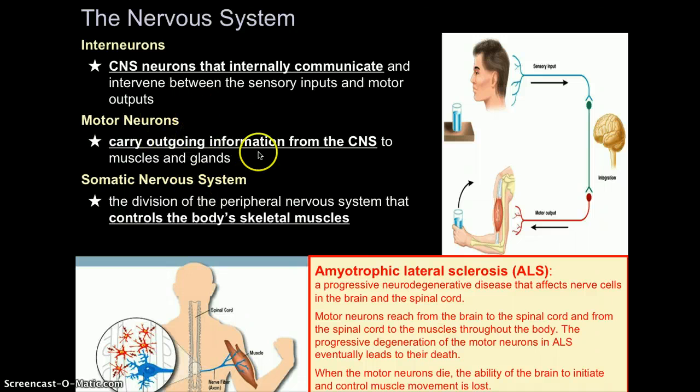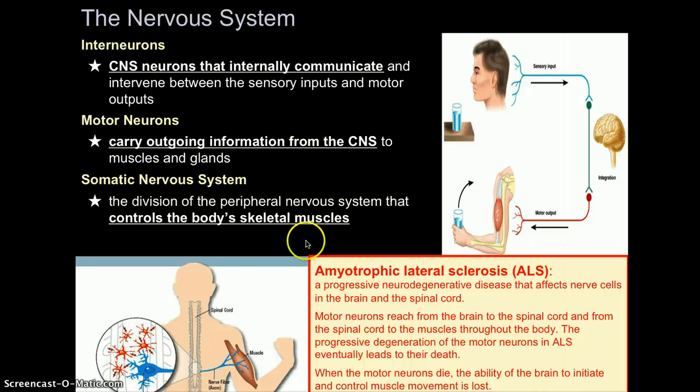The motor neurons carry outgoing information from the central nervous system to muscles and glands. So again, that's the message that comes from your brain that tells you to pull your hand away. So it forces your muscle to contract and it jerks your hand away from the hot cup of coffee. The somatic nervous system is a division of the peripheral nervous system that controls the body's skeletal muscles.